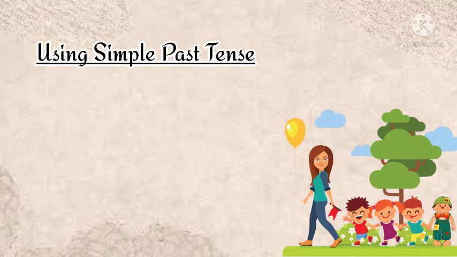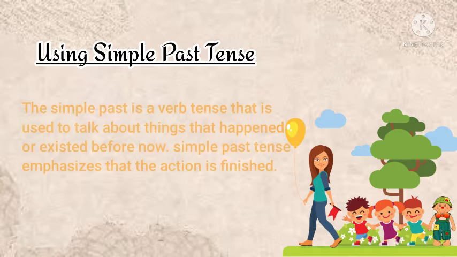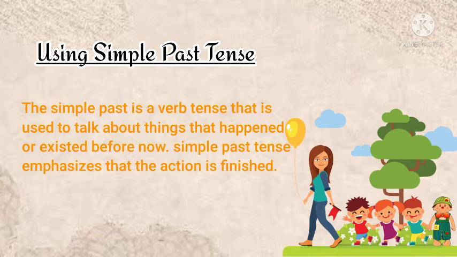And the last but not least, using simple past tense. In recount text, it usually uses simple past tense. The simple past tense is a verb tense that is used to talk about things that happen or exist before now. Simple past tense emphasizes that the action is finished.